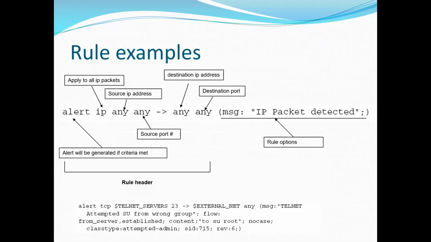All right. So here again, another description of this. The rules example: an alert will be generated if the criteria are met, and it applies to all IP packets. So every packet, and then any for source IP, source port, the direction, and then any destination. And this is yet another IP packet detector, right?